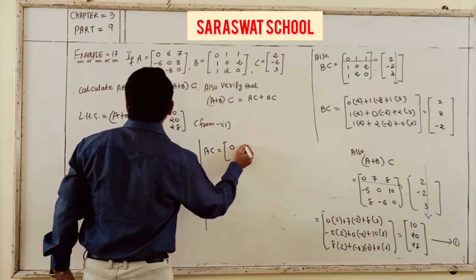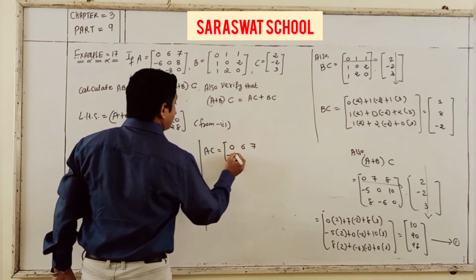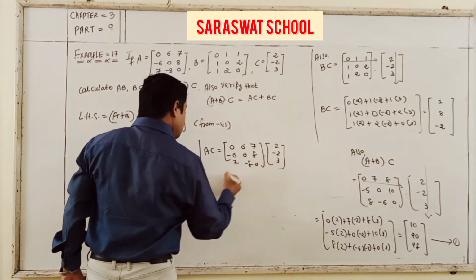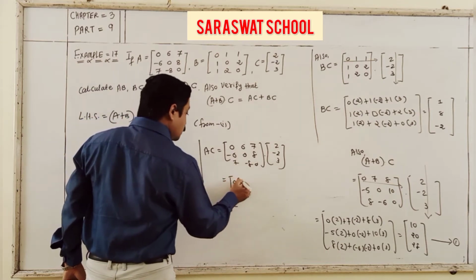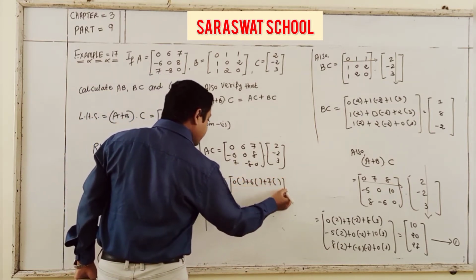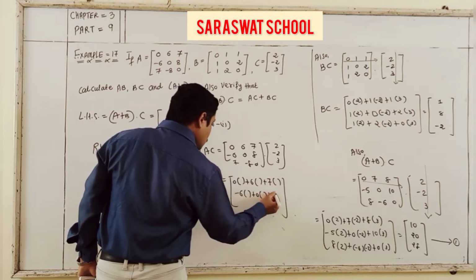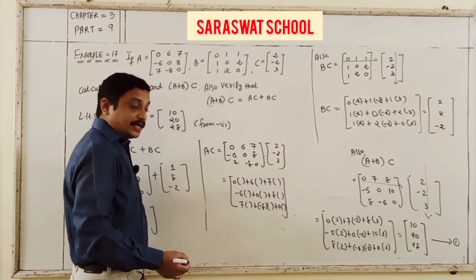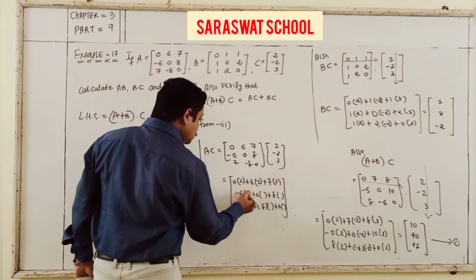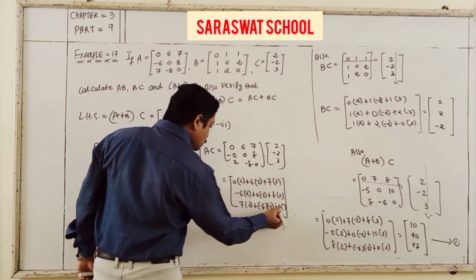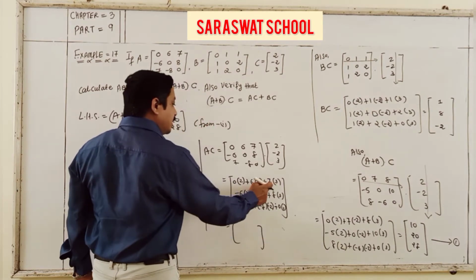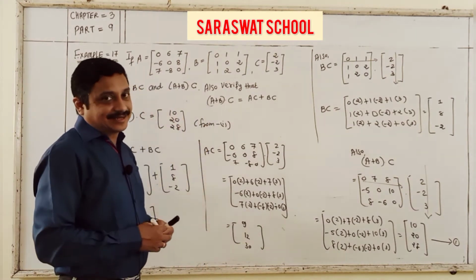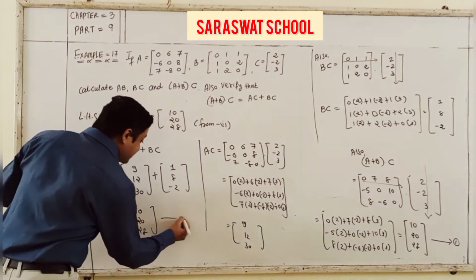A I is [0, 6, 7; -6, 0, 8; 7, -8, 0] and C I is [2; -2; 3]. Just multiply them: [0, 6, 7; -6, 0, 8; 7, -8, 0] times [2; -2; 3]. Applying the values, the answer comes to 0, 21 minus 12 is 9, and 12 and 30. Correct. So your answer, LHS and RHS, are the same.